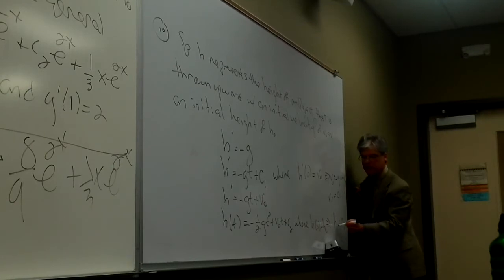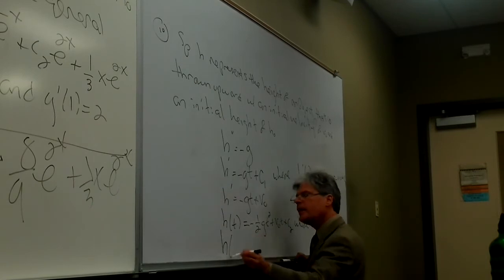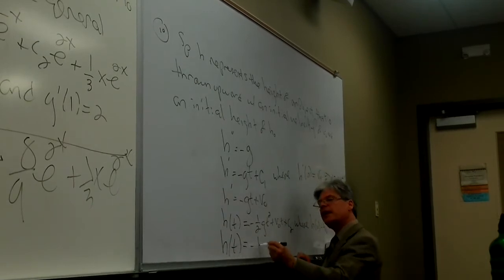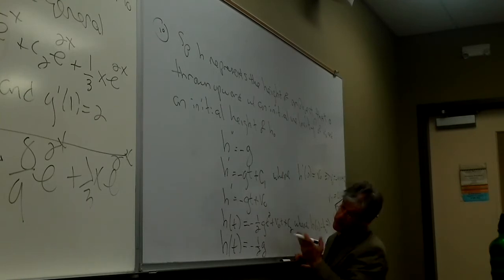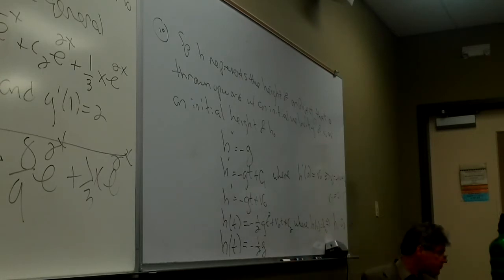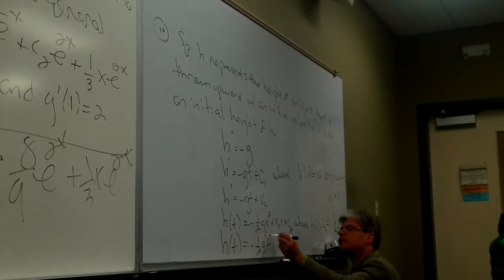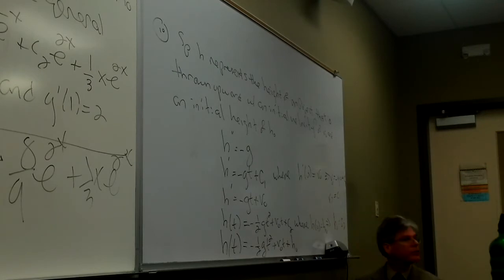My height function of time t is negative 1/2 times g, the acceleration due to the gravitational pull of this particular planet, which is approximately 9.8 meters per second squared, or approximately 32 feet per second squared, times t squared, plus my v sub naught t plus my C2, which I just found to be H sub naught. Are you happy? Any questions?